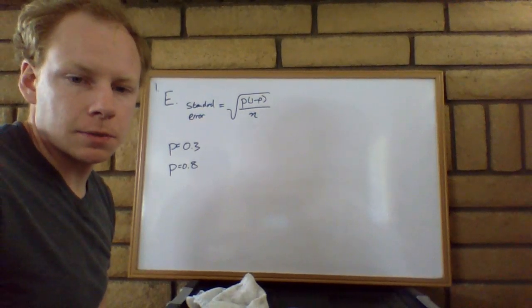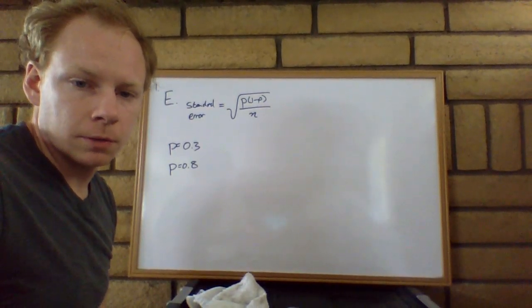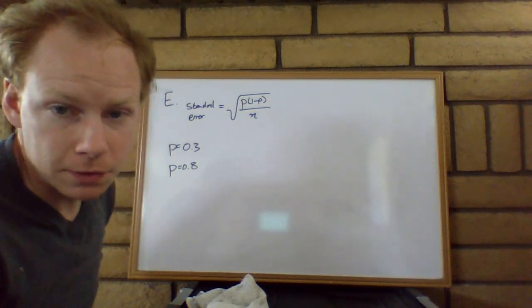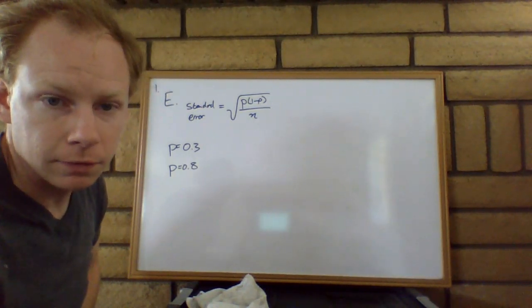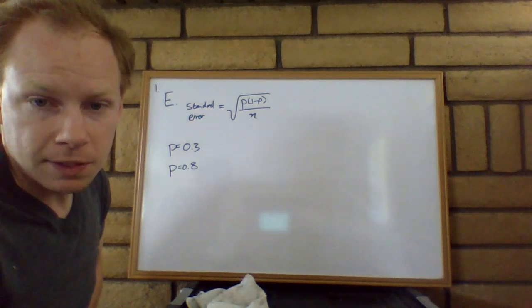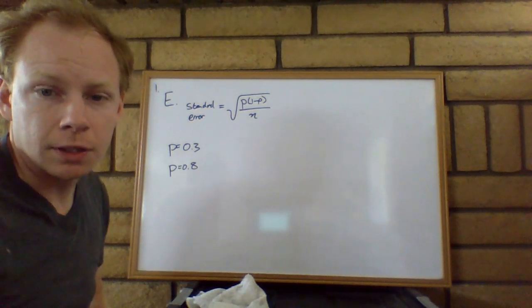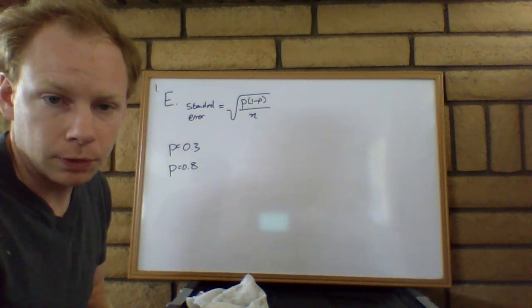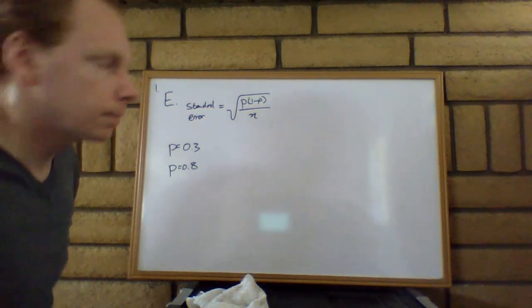All right, so the next question is question 1, part E, and it reads, a researcher wants to estimate the proportion of students enrolled at a university who are registered to vote. Would the standard error of the sample proportion p hat be larger if the actual population proportion was p equals 0.3 or p equals 0.8?